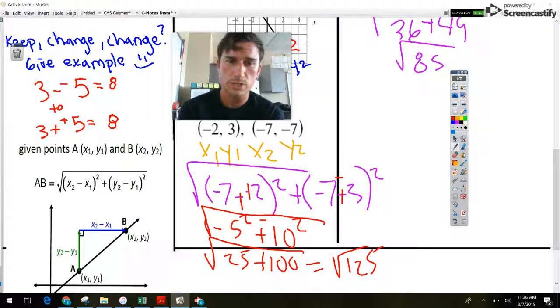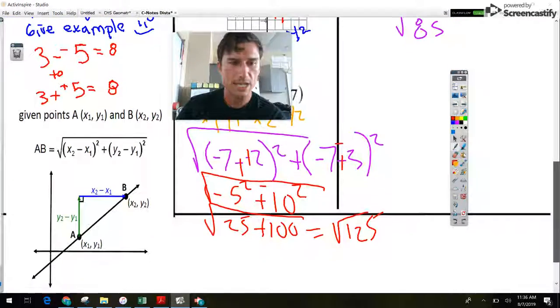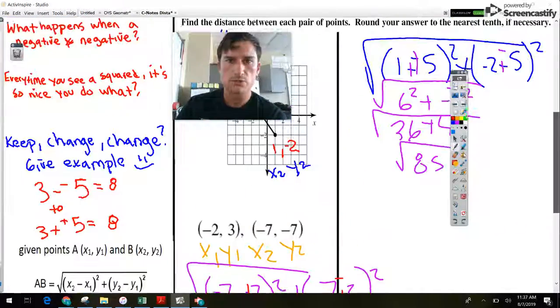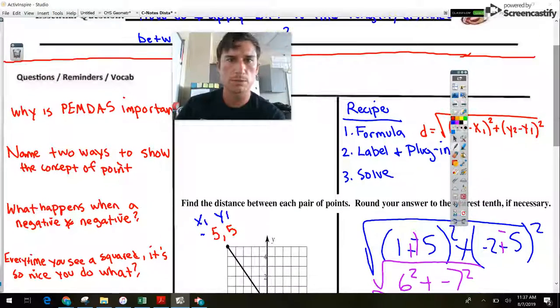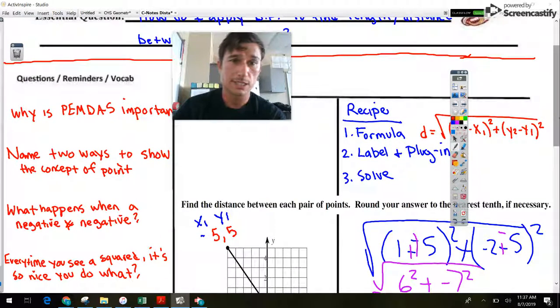We can also, I'll show you how to simplify radicals with square numbers, but that is for another day. That is how you do the distance formula. Should be straightforward. Remember PEMDAS, and you should be fine.